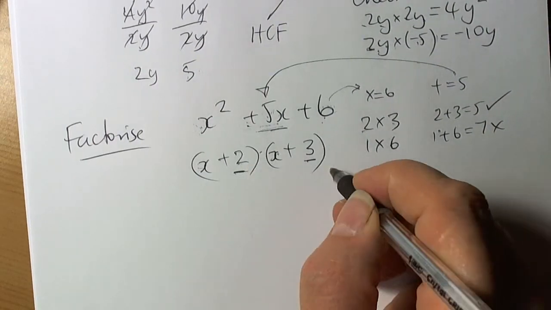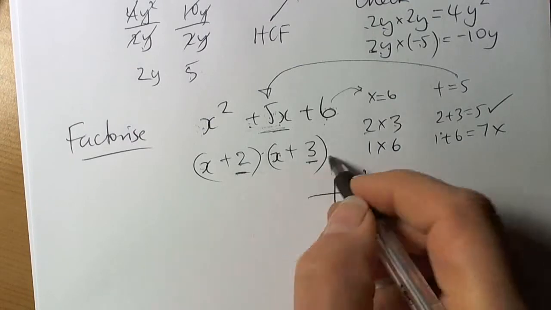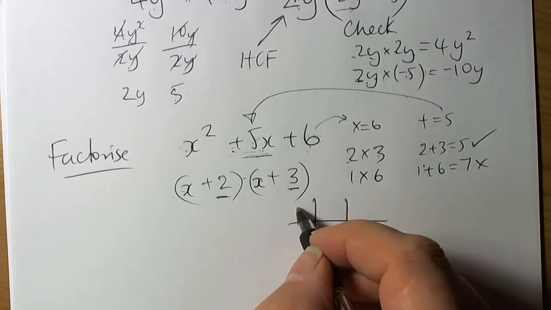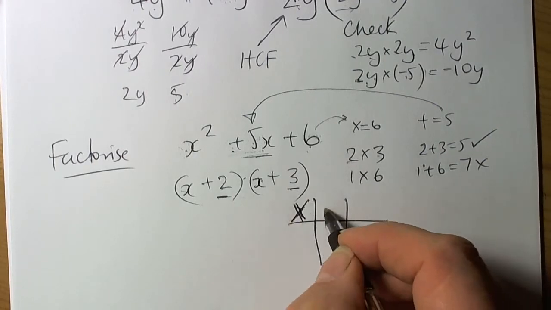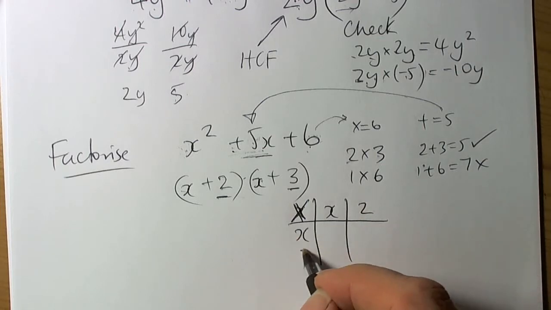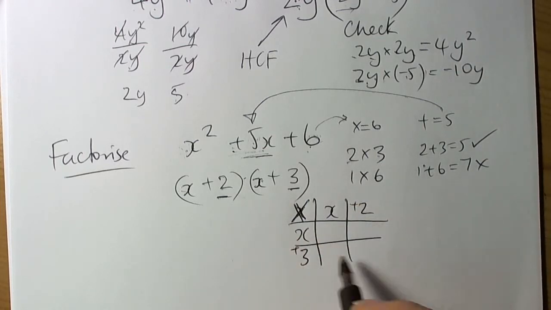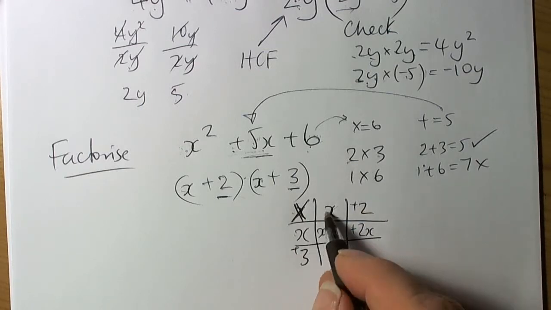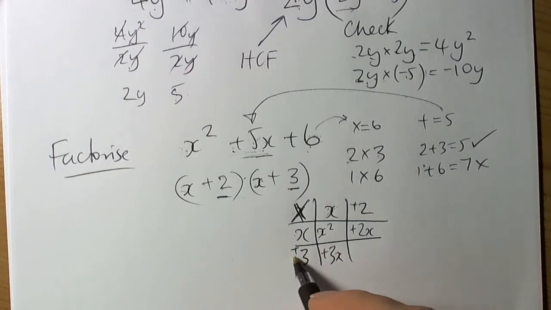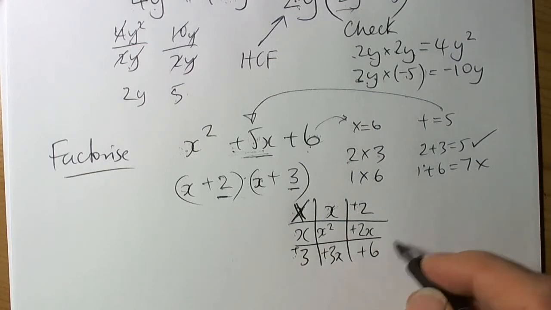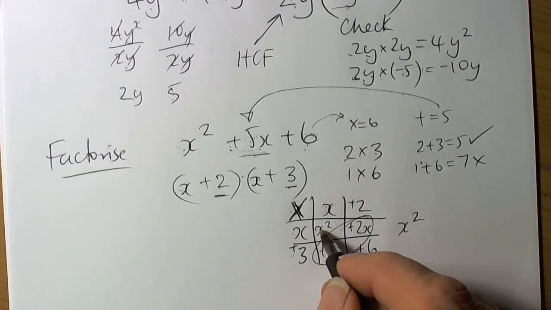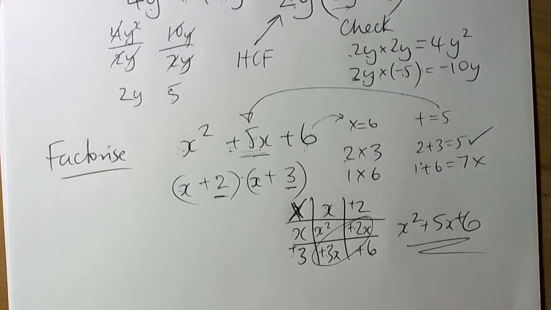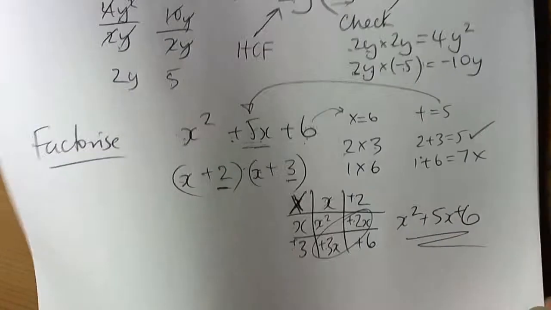To check that worked, there's lots of methods, but we should expand the brackets just like we did when we did the single bracket factorizations. We expand the bracket to check they work. So we're timesing. We have x plus 2 in one bracket, x plus 3 in the other bracket. So we've got x times x, x squared. We've got x times positive 2, which is positive 2x. We've got x times positive 3, which is positive 3x. And then we've got positive 3 times positive 2, which is positive 6. Like terms together, so we get x squared, 2x plus 3x is 5x, and the 6. So the check worked.